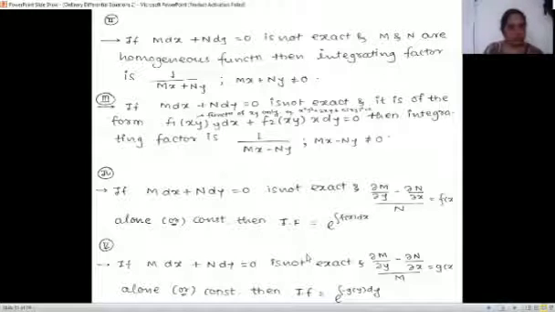Okay, these are some rules. If the equation is homogeneous, and dou m by dou y is not equal to dou n by dou x, that is non-exact, but the equation is a homogeneous function, then the integrating factor is 1 upon mx plus ny. Secondly, if the equation is not exact and it is of the form f1(xy) into y dx plus f2(xy) into x dy, then the integrating factor is 1 upon mx minus ny.